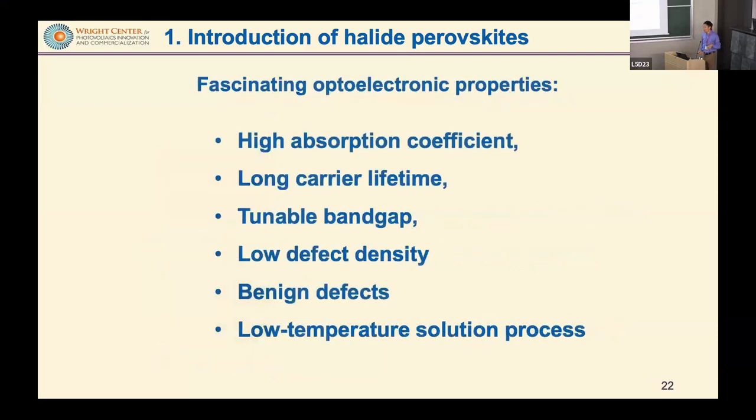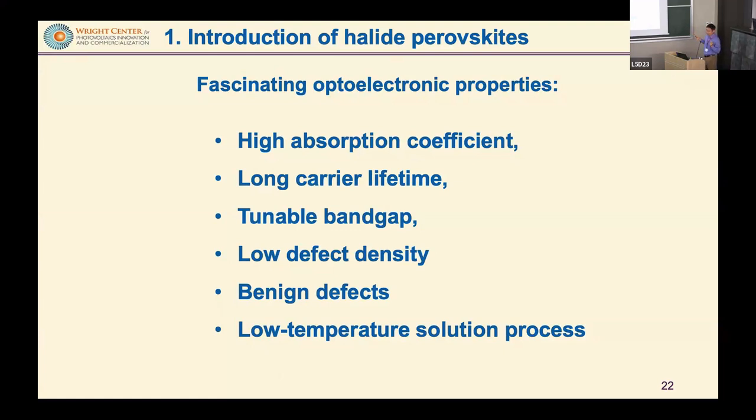Okay, so for the halide perovskite, if we compare it with other traditional solar absorber materials, they have a number of very interesting and important optoelectronic properties. Like, say, the absorption coefficient is very high, which is very important because if you have a higher absorption coefficient, that means you need less material to completely absorb the sunlight. And if I need a thinner material, then the electron-hole pairs need to travel a shorter distance to be collected. So that's good.